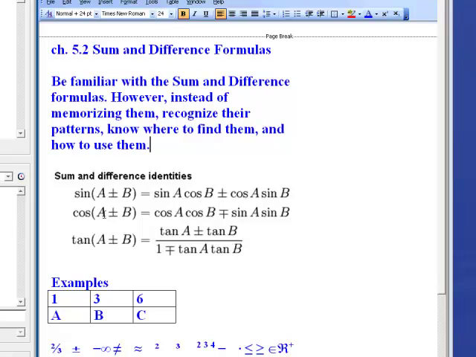For the cosine, A plus B is cosine cosine minus sine sine, and then the cosine A minus B is cosine cosine plus sine sine, and that's what we'll be using. The tangent, again, get somewhat used to it. Recognize the pattern, find them, and apply them. Let's do our first example.